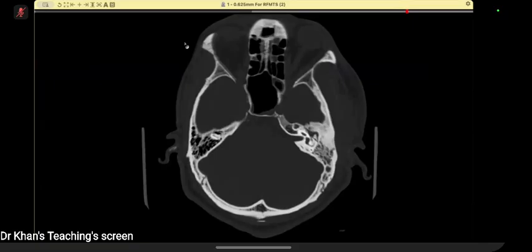Let me give you the history. This is a 70-year-old diabetic patient with left-sided periauricular swelling and tenderness, with pus discharge from the left ear. Over to you.